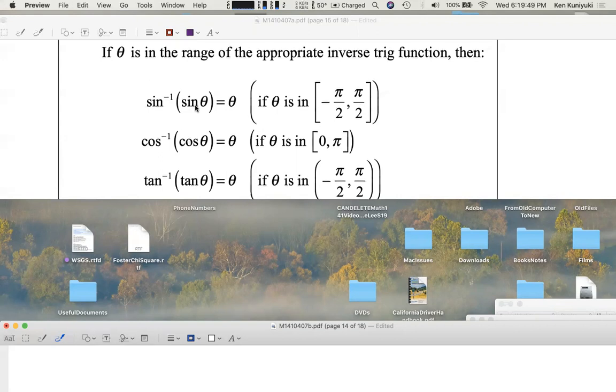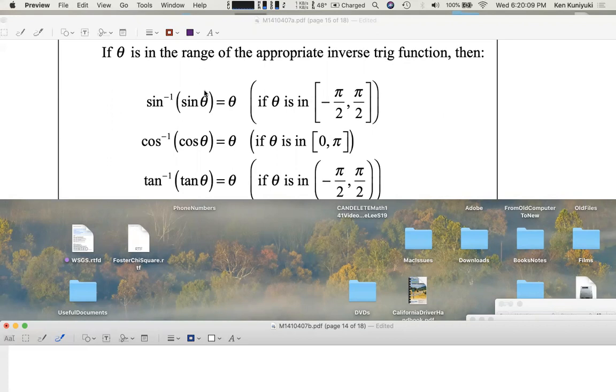Okay, but let's say that theta is an angle. Now, when do we have these clean inverse properties? If you input theta, when can we get theta as our final output? If the inverse trig function is on the outside and the regular trig function is on the inside.